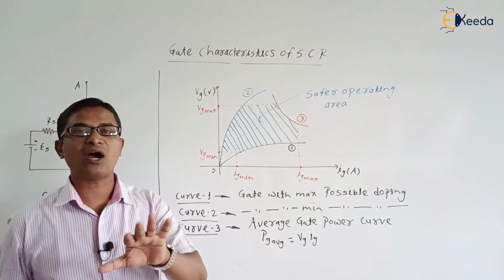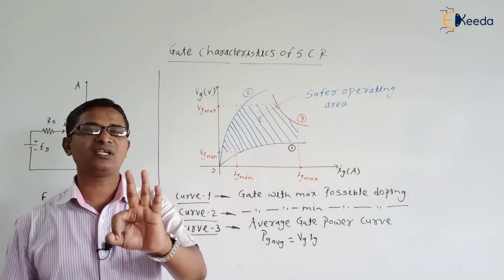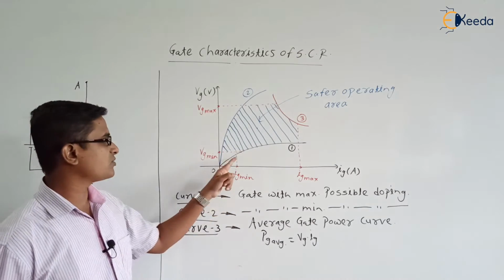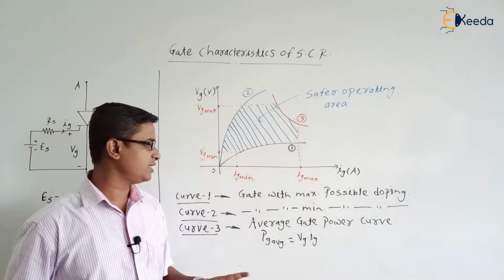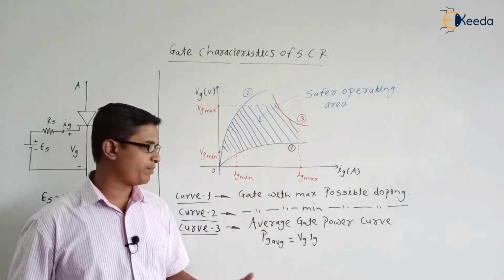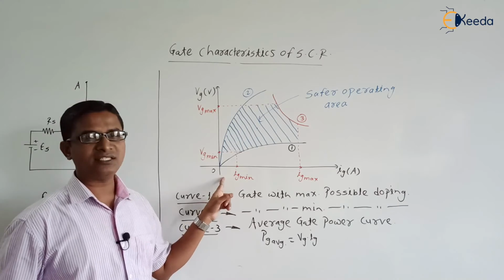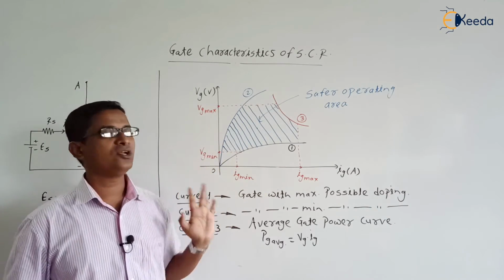Okay, are you getting the point? How have we drawn this shaded region? For that we are having three curves and four constraints. The three curves are curve 1, 2, and 3. Curve 1 is the gate with maximum possible power, gate with minimum possible power, and average gate power. Next, apart from that we are having Ig min, Ig max, Vg min, and Vg max.